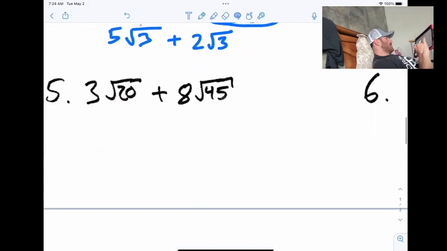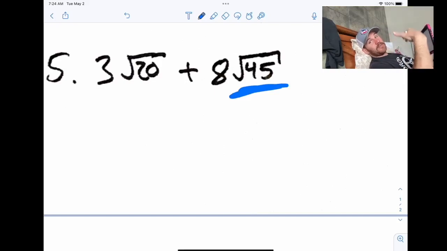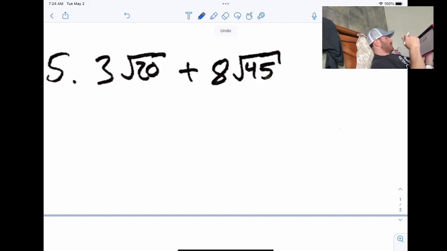All right, let's look at these challenge problems, okay? So these ones, I'm not going to be able to match the square root of 45 with the square root of 20. Root 45 is not going to become something times root 20. It just isn't. And that's okay. I know this because I can't divide anything from 45 to get 20. Like, no. No.